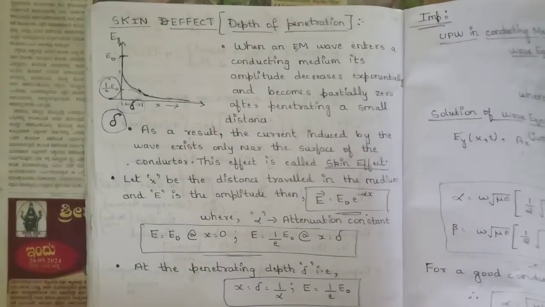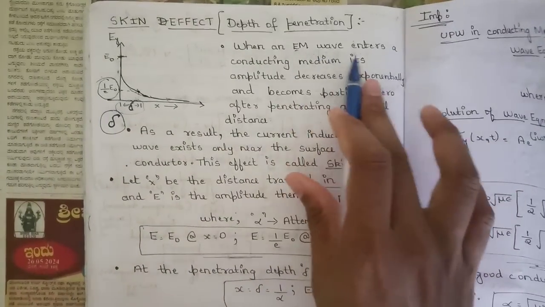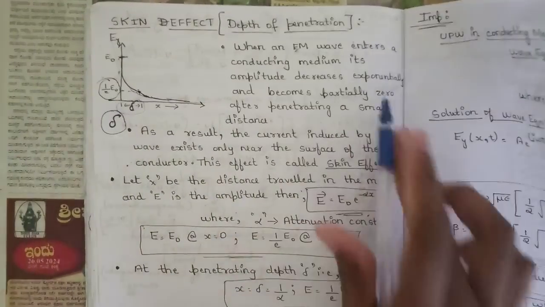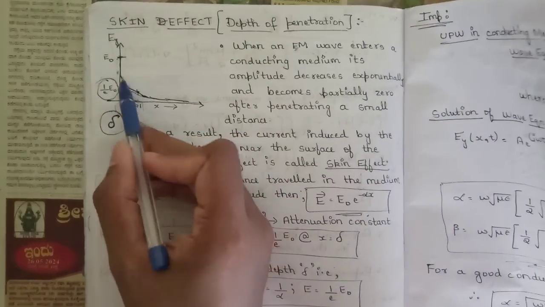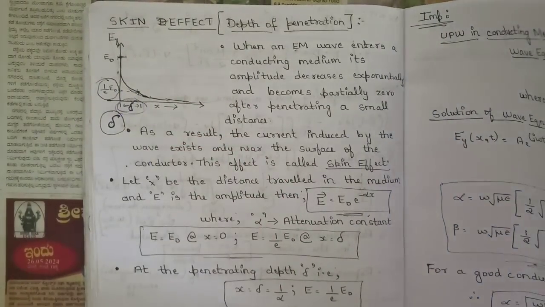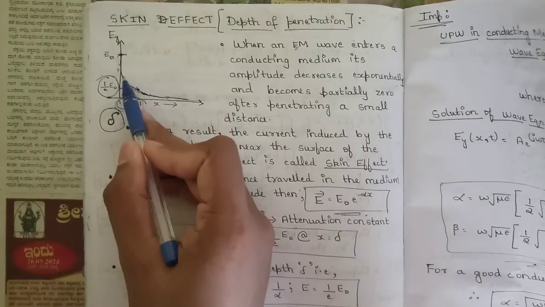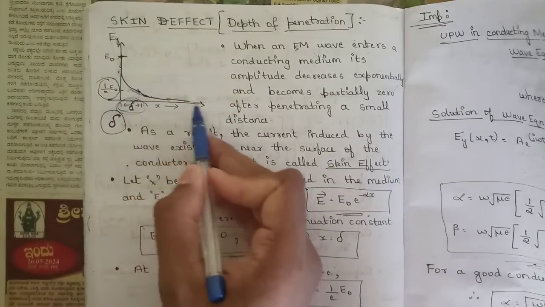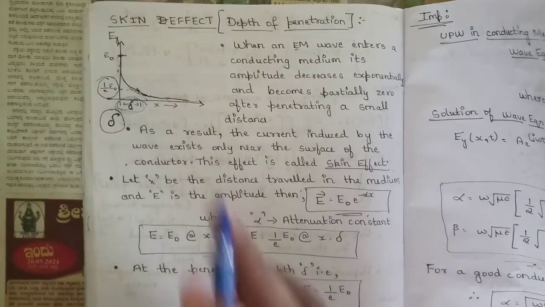Now let's see what this skin effect is. When an EM wave enters a conducting medium, its amplitude decreases exponentially and becomes partially zero after penetrating a small distance. This small distance of penetration is called the depth of penetration. Whatever distance the curve takes to decrease exponentially and partially become zero, that distance is called the depth of penetration.